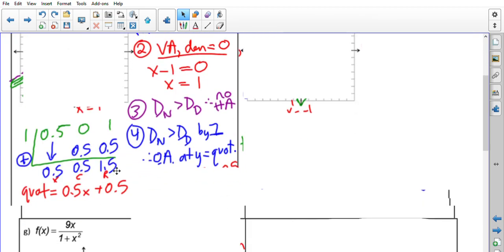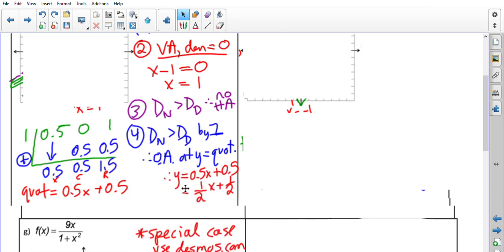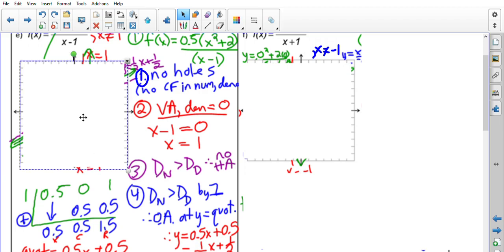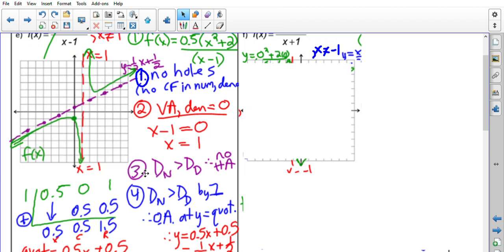I do my synthetic division, and I end up with a quotient of 0.5x plus 0.5, and then obviously we have our remainder here. So that means I concluded that there is an oblique asymptote at 0.5x plus 0.5. Okay? Or you can write that in fractional form. So 1 over 2x plus 1 over 2. And this is what the graph will look like, which is pretty cool.